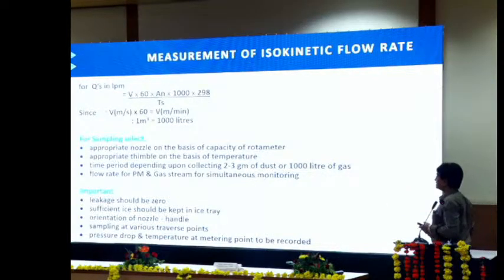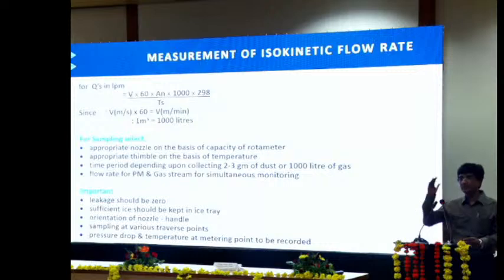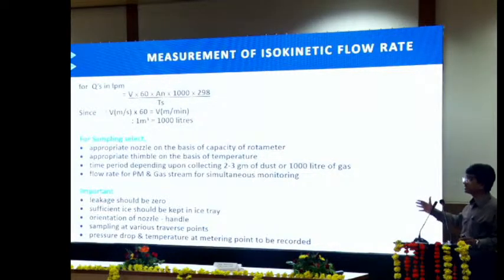Important once again, the leakage should be zero. Suppose regulators are there, what will happen if there is a leakage? You will get more concentration or less? Less. So regulators will not allow you to do the monitoring with a system which is having leakages in the system.